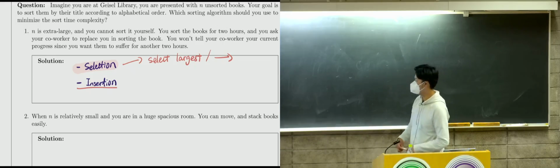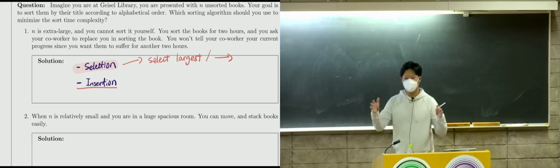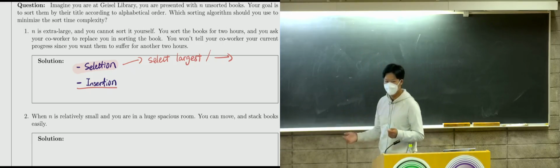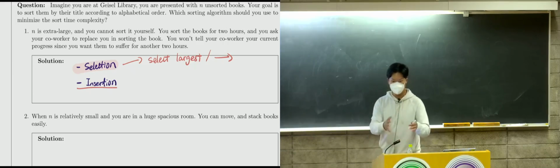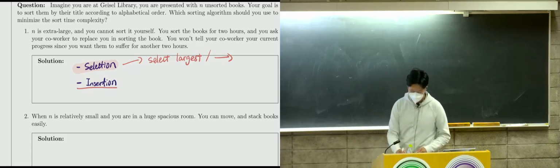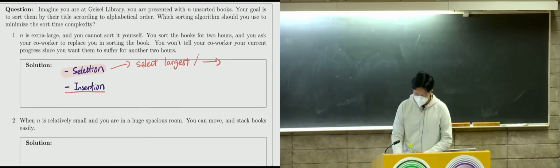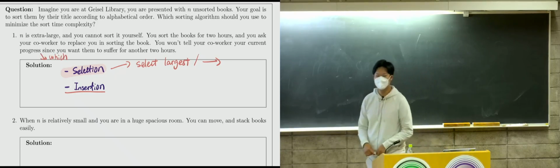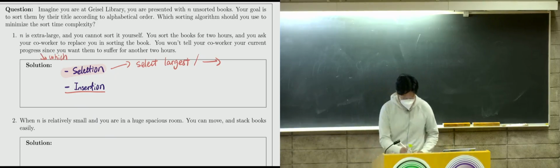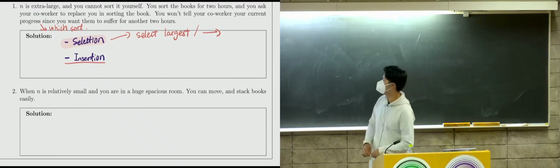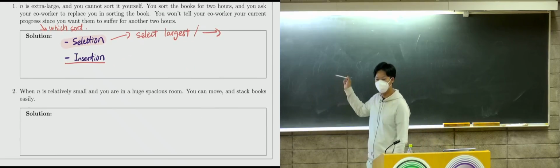Yeah, correct. So the partially sorted part will remain the same when you go to your other coworkers. Even though you don't tell your progress, the bookshelf tells the progress, right? Actually, I want to polish the question a little bit. You won't tell your coworker your current progress, but you will tell them which sort you're using, right? Okay. Any question for the first scenario?